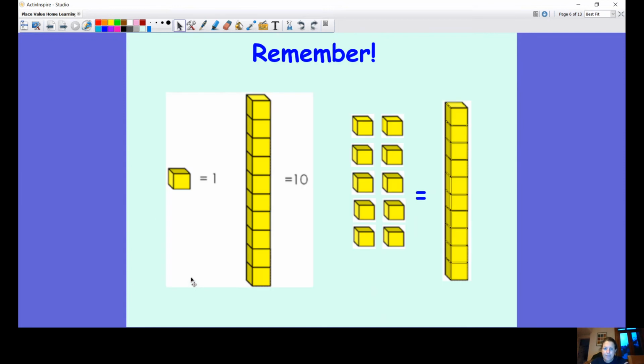So let's remember this. One of these blocks is equal to one of these sticks. 10 of these little blocks, 10 ones, is equal to 10. We know that because if you do 1 add 1 add 1 add 1 add 1 add 1, repeated addition, you get 10.